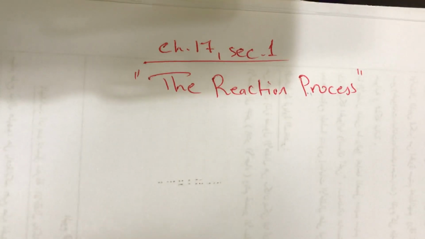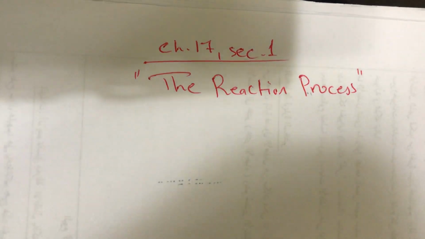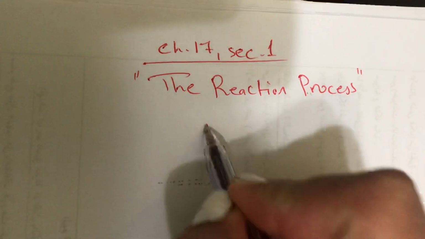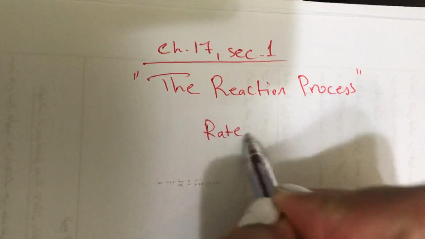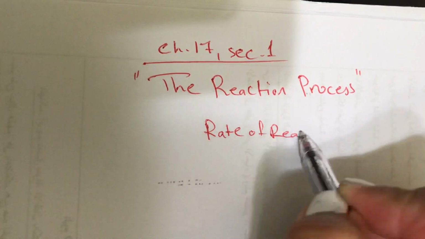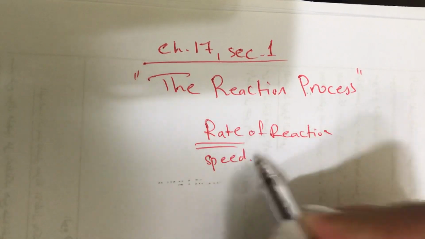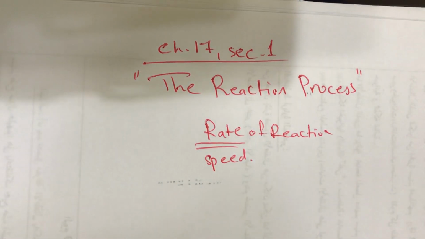Chapter 17, Section 1, the reaction process. In this lesson, we will talk about the rate of reactions. Rate of reactions means speed of reaction. Some reactions occur more rapidly than other reactions. Why? Speed of reactions depends on what?